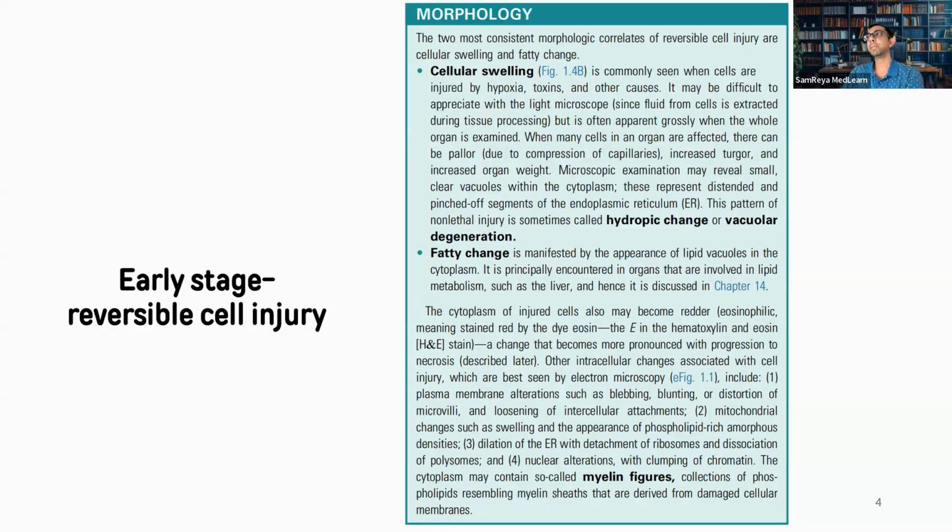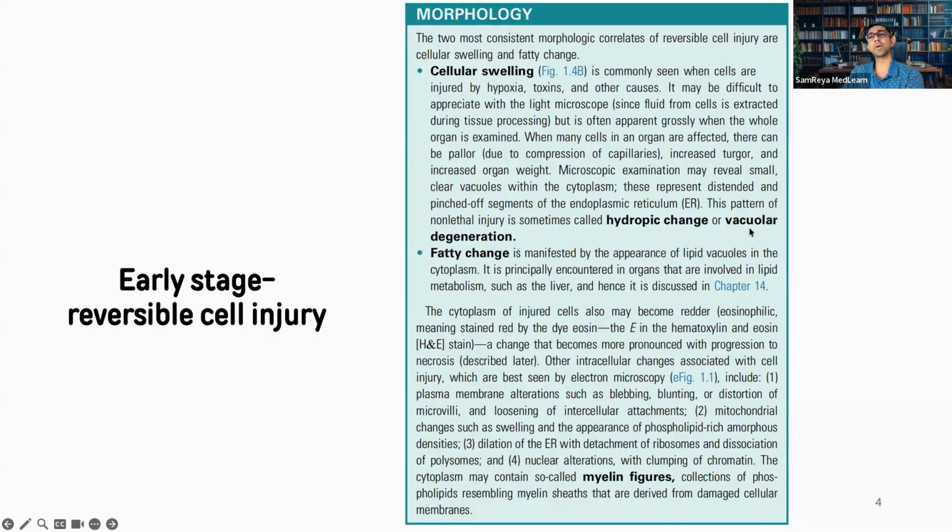There are many MCQs. Repeatedly they ask you questions around this concept: what are the features of reversible stages of cell injury, or initial early injury stages? What would you see inside a cell? The answer is simple. Cellular swelling is also called hydropic change. Hydro is water. Water has gone into the cell, right? Hydropic change or vacuolar degeneration.